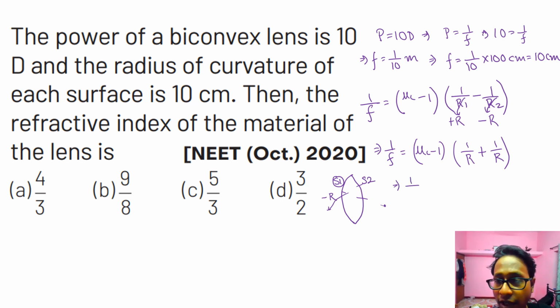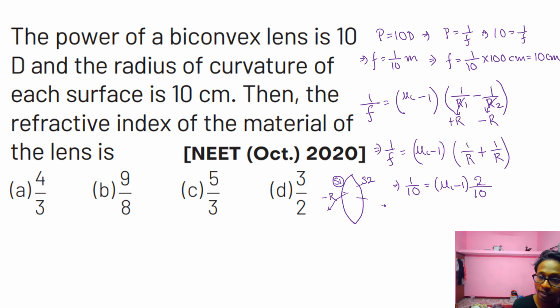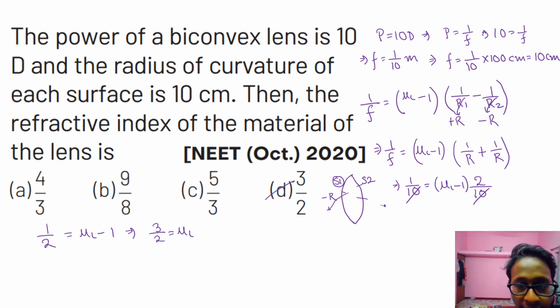Now let's substitute the value. What is the value of f? 1 by 10 centimeter is equal to mu l minus 1, 1 by r plus 1 by r becomes 2 by r. What is the value of r? The value of r is 10 centimeter. See here, why did I convert meter to centimeter? Now you understood, because here 10 centimeter and 10 centimeter would get cancelled. Or 1 by 2 is equal to mu l minus 1, or 1 by 2 plus 1 is nothing but 3 by 2 is equal to mu l, or mu l is equal to 3 by 2.